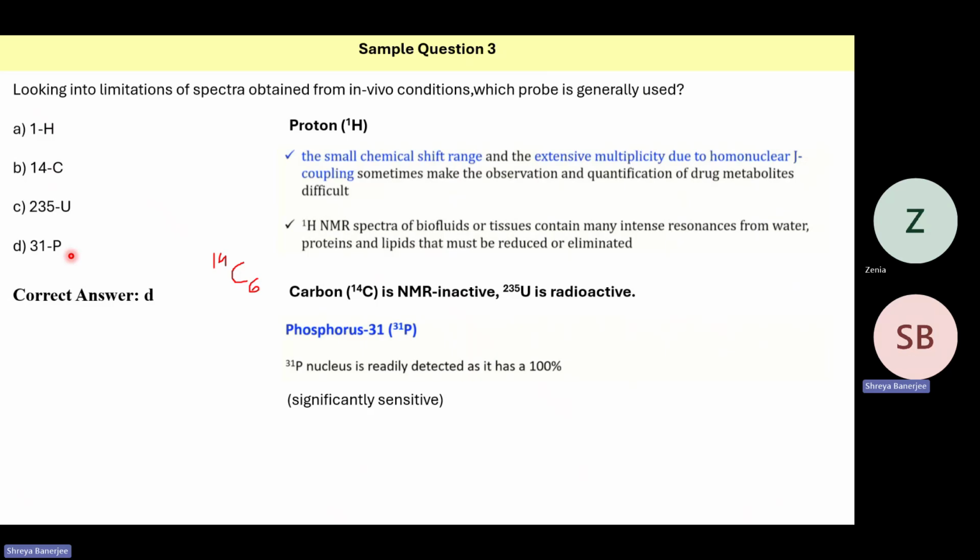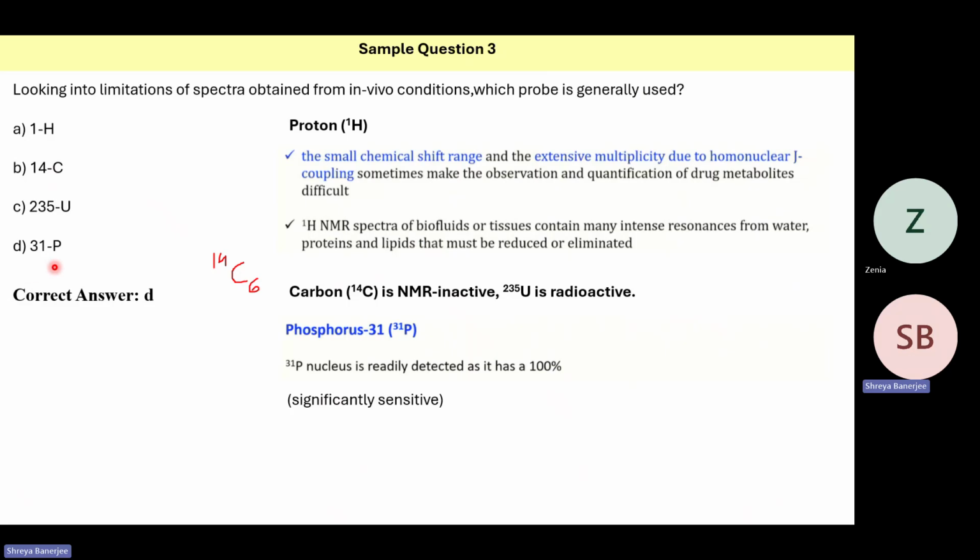31P, on the other hand, the advantage over 1H is that it has 100% abundance, and so the signal is very sensitive. That is the same as 1H, but more importantly, compared to 1H, it has a larger chemical shift range and also multiplicity is less. So that makes 31P a very useful nucleus compared to the other given options.